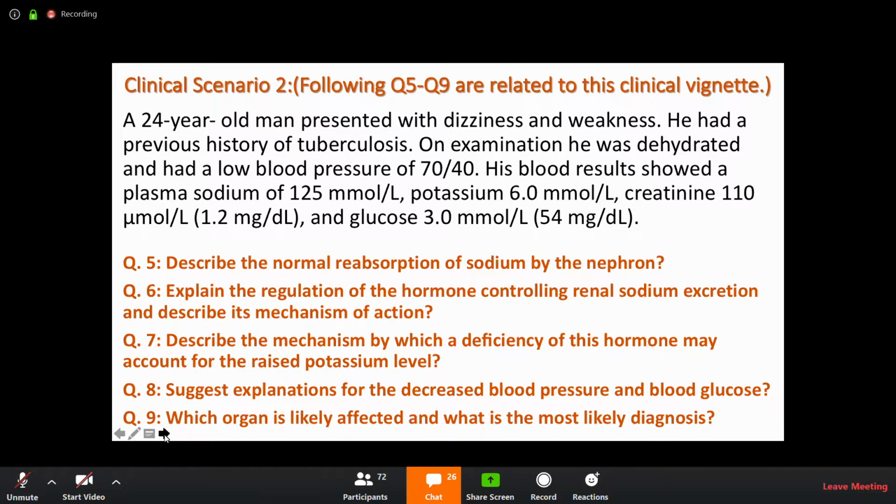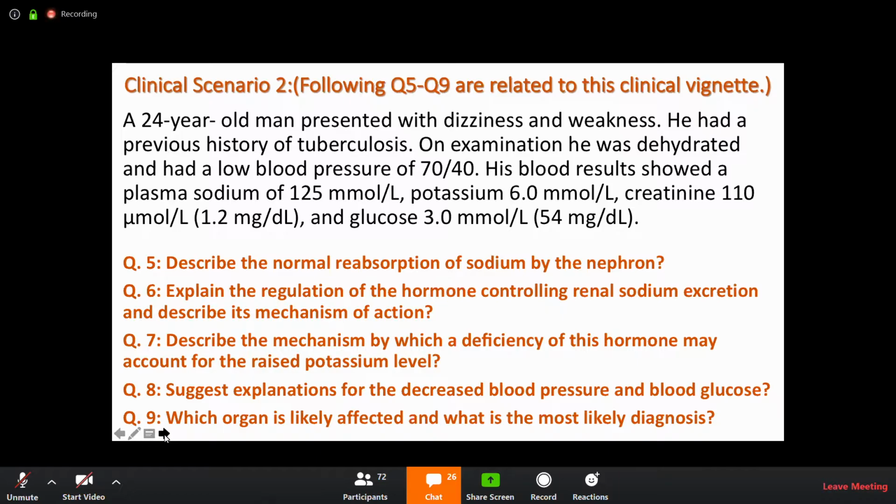Thank you. Wonderful. Again, any questions, just write them down in the chat. So let's go on to the next question. Describe the mechanism by which a deficiency of this hormone may account for the raised potassium level. I don't mind starting on this one, Dr. Abdullah. Please.